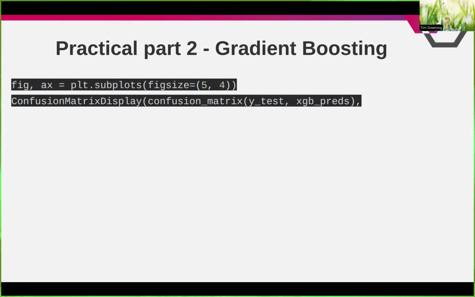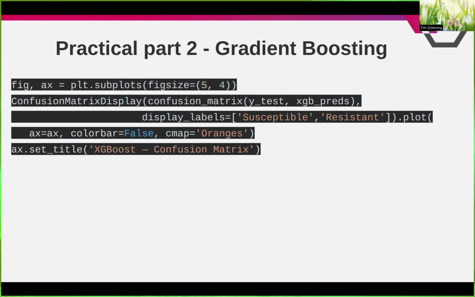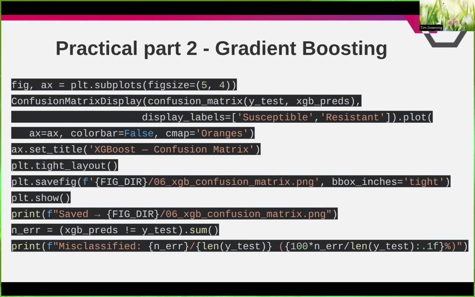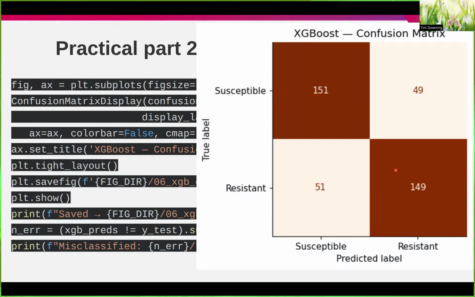So we can use a confusion matrix, recycling our code from earlier to create it for XGBoost with a slightly different color scheme. What we'll get is something like this, where you can see that we have 151 and 149 that are correctly classified. 51 and 49, therefore 100, are misclassified in our model here.